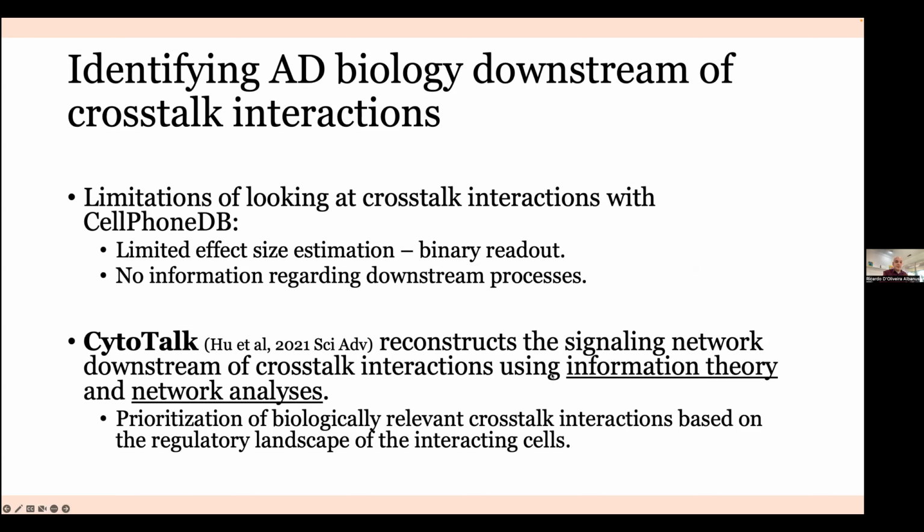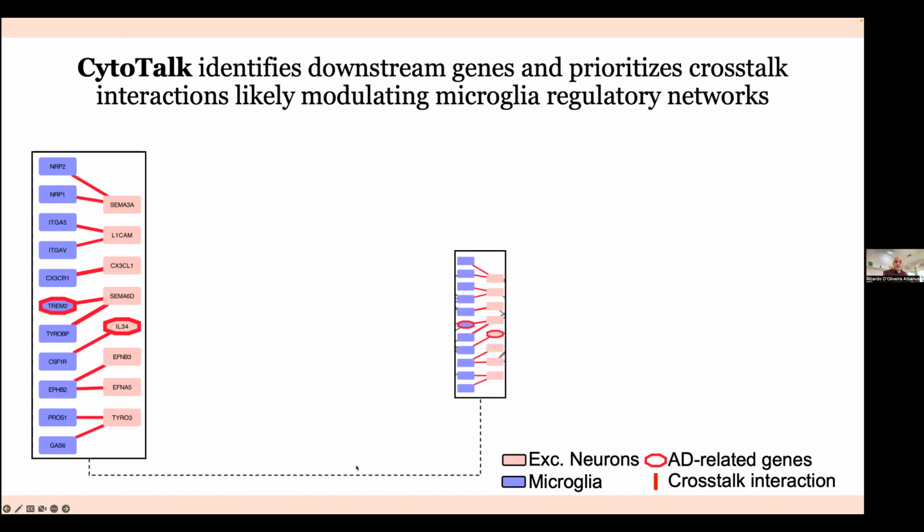So instead, we use this other tool called CytoTalk, that reconstructs the signaling network downstream of the crosstalk interactions using information theory. So it applies information theory to the gene expression data. And this is a completely orthogonal way to identify crosstalk interactions. So for these CytoTalk networks, we'll color code the genes based on which cell type they're expressed in the data. And the red border indicates whether it's one of those Alzheimer's disease genes from our list.